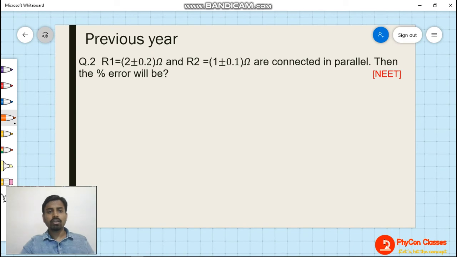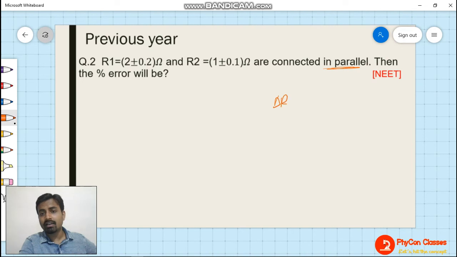Okay, so here is the question. R1 and R2 are given with the error sign and they are connected in parallel. For parallel we have already done the derivation part: delta R equivalent divided by R equivalent square will be equal to delta R1. I'll write it here. That formula you have to use and find the answer.